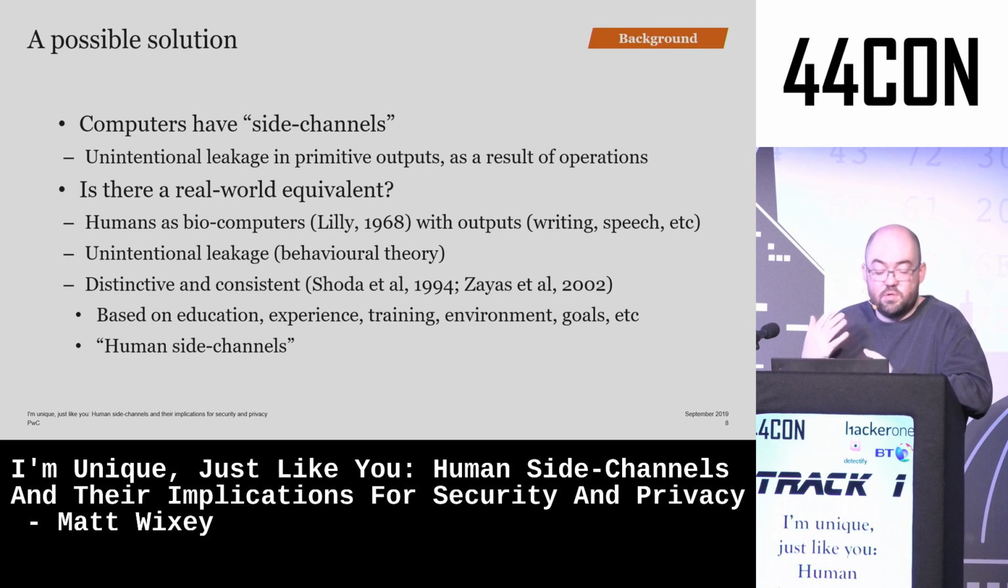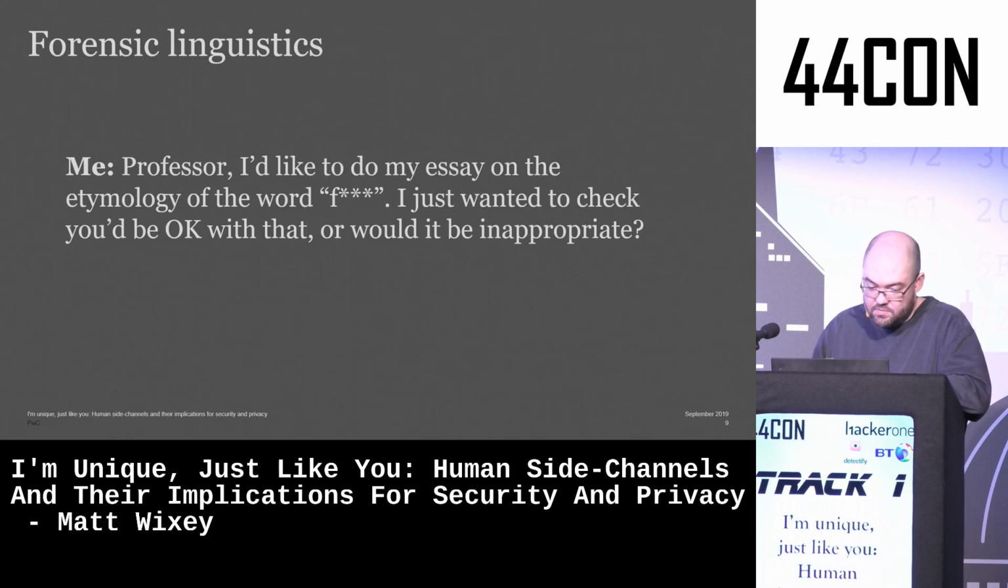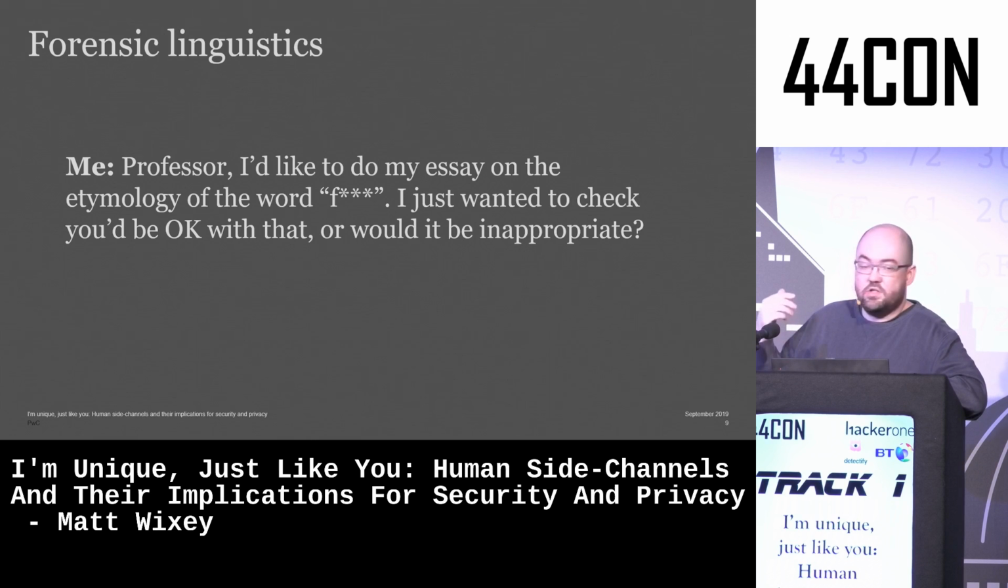Whenever we write or whenever we speak, there's unintentional leakage, which potentially is distinctive enough for it to be used as an attribution technique. And this comes back to behavioral theory in personality psychology, which basically says that because we've all had unique educations and experiences and training and stimuli and ways of looking at the world, we form our outputs in a distinctive and yet consistent way, hence human side channels.